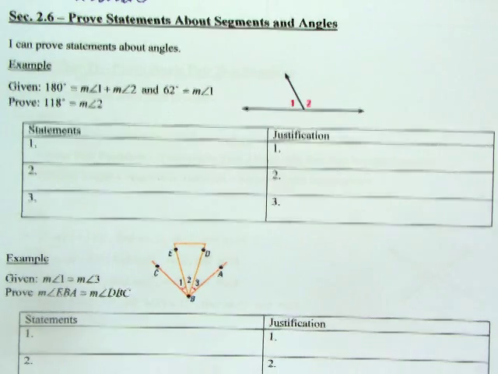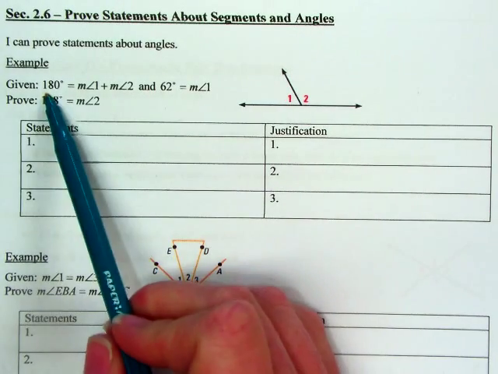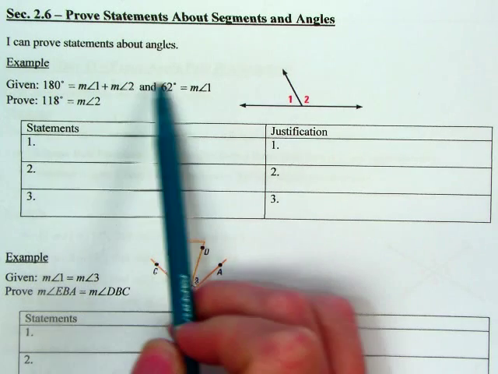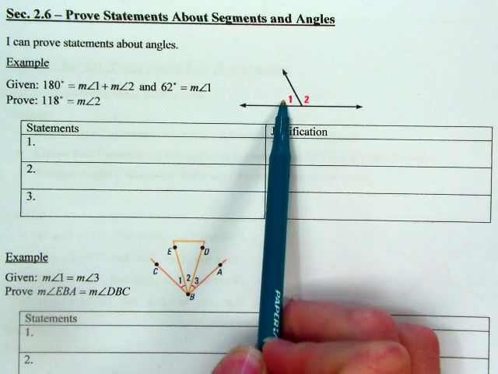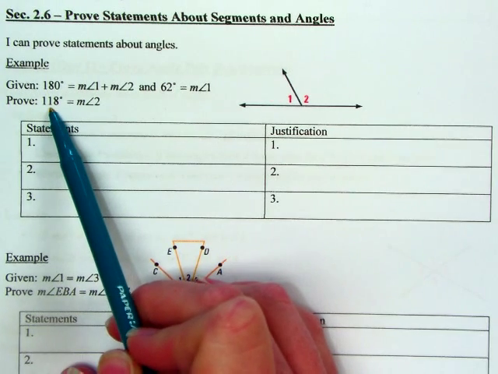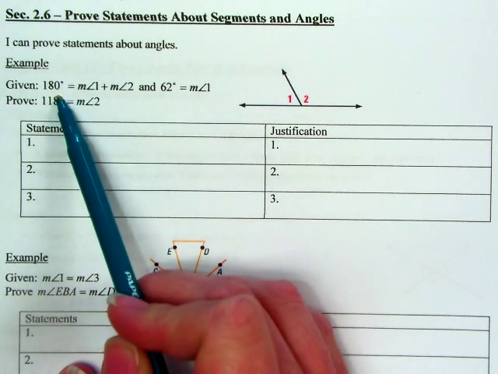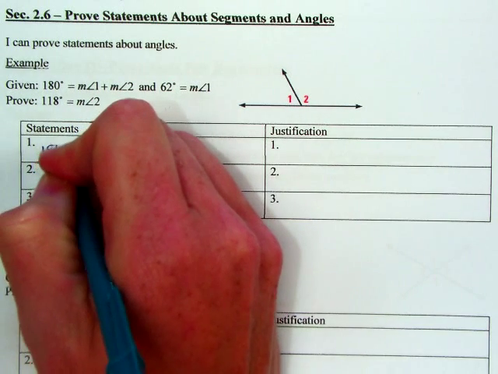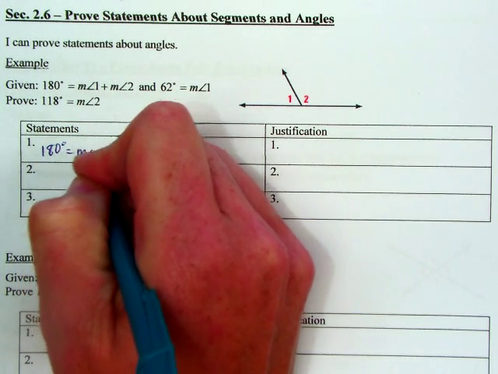The first one we're going to look at: I'm given that the measure of angle 1 and angle 2 equal 180, and that 62 is how much angle 1 is. We want to prove that angle 2 equals 118. I think most of you looked at that and could figure it out, because 180 minus the 62 would give you 118. We just want to construct it as a proof so we can get a feel for what it's supposed to look like.